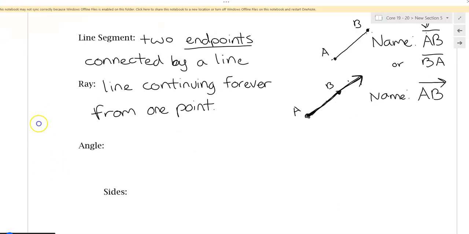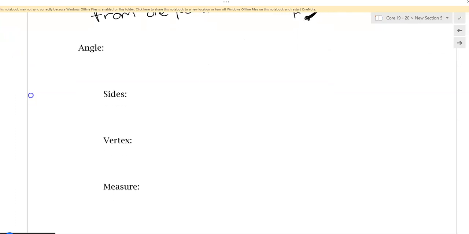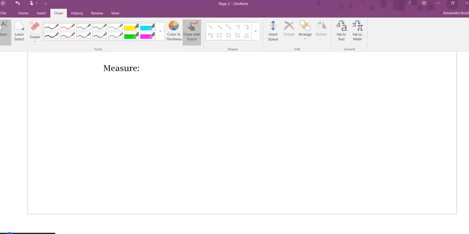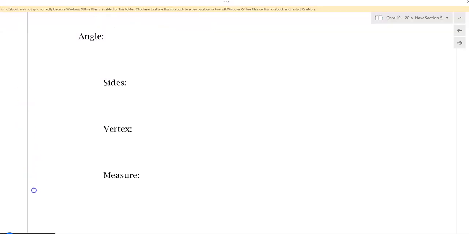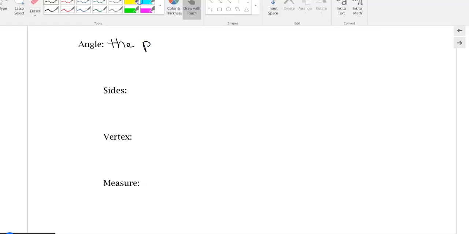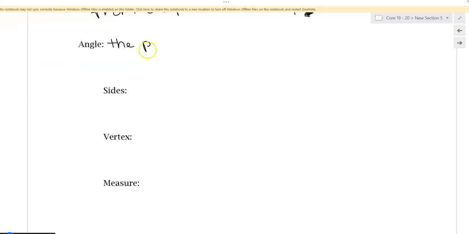Okay, so then an angle. Oh, it's not jumping up. This is going crazy. An angle is, I'm going to technically say the rotation. That does not start with a P. It's being weird.